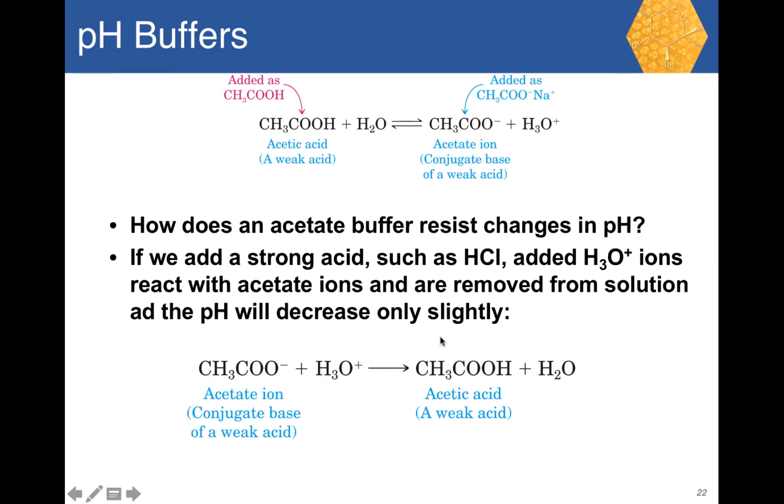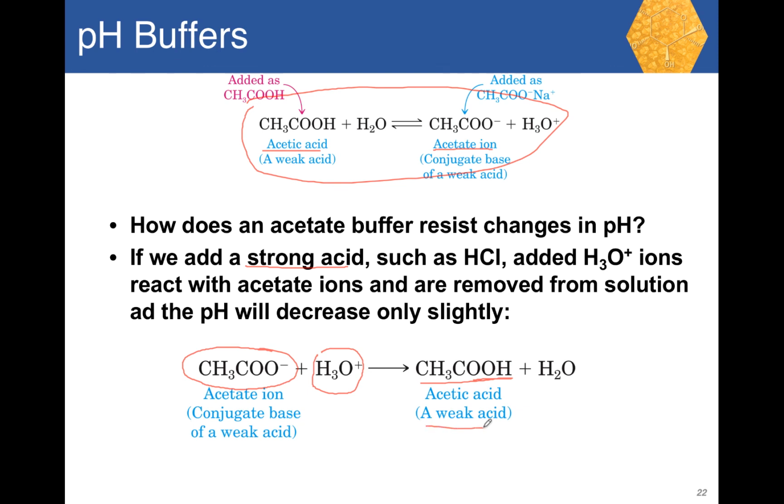So let's see the importance of that. Here we have acetic acid and its salt, the acid anion, so that's the buffer. Let's see how it works. If you add a strong acid to this buffer, the strong acid, of course, you know a strong acid is H plus or H3O plus, will react with the conjugate base here to form more acetic acid, and of course, as you know, acetic acid is weak, so the pH does not change a whole lot.